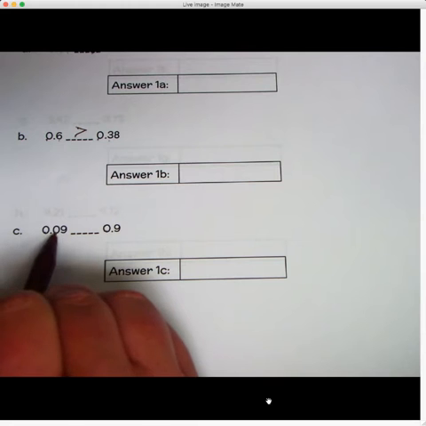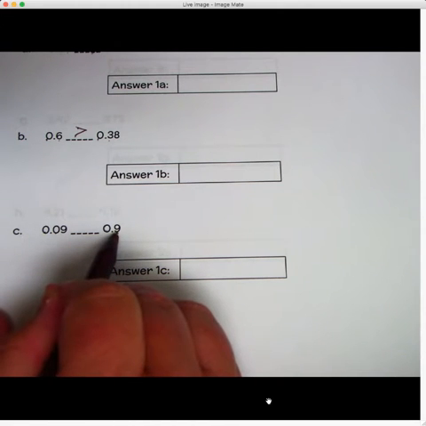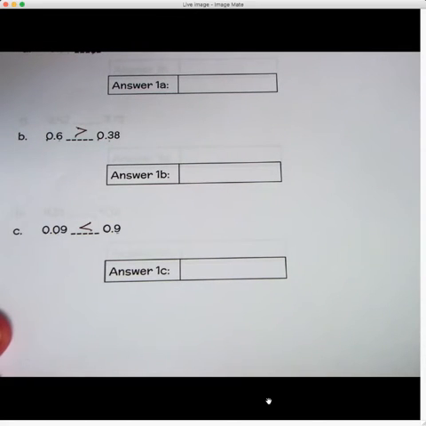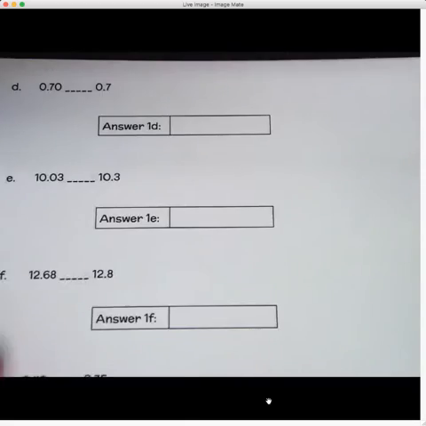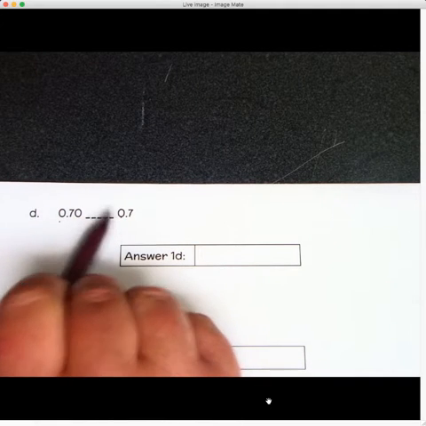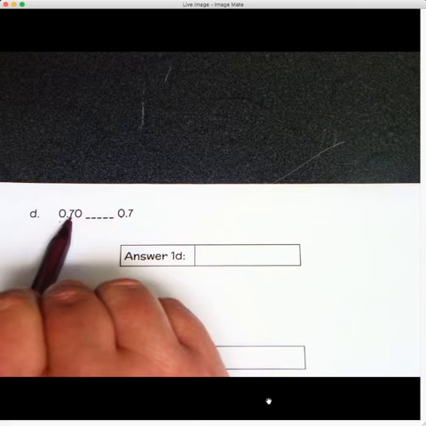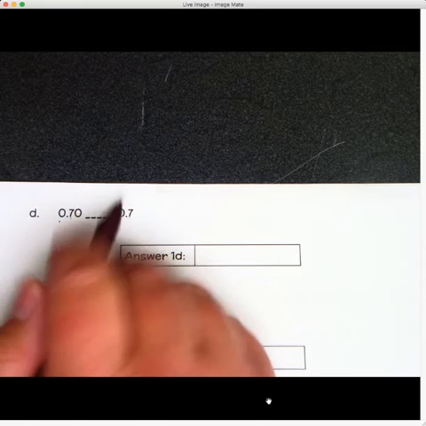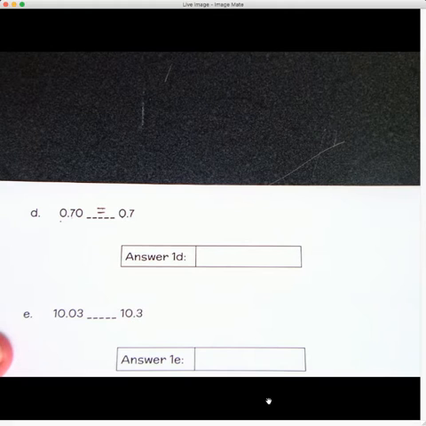This one will make you cross your eyes, but it's easy. Don't have anything in the ones place. Here I have nothing in the tens place, but here I have a 9 in the tens place. So 9 is more than nothing, so that one's bigger. I should say greater than. Okay, look at this one. 0 in the ones place, 0 in the ones place, 7 in the tenths place, 7 in the tenths place, nothing in the hundredths place, nothing in the hundredths place. That means they're equal.